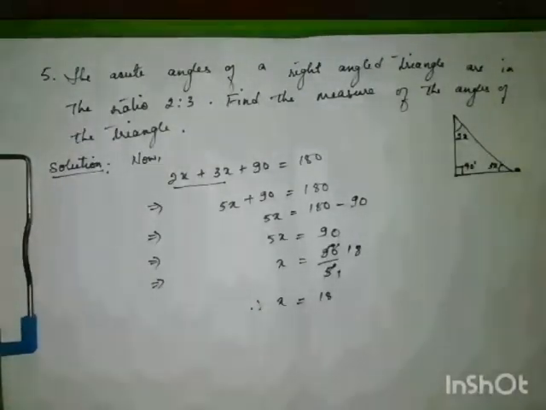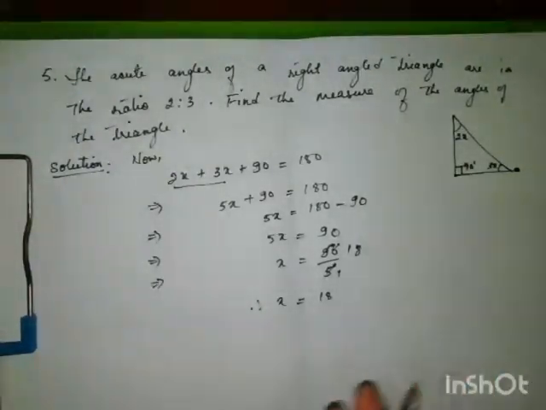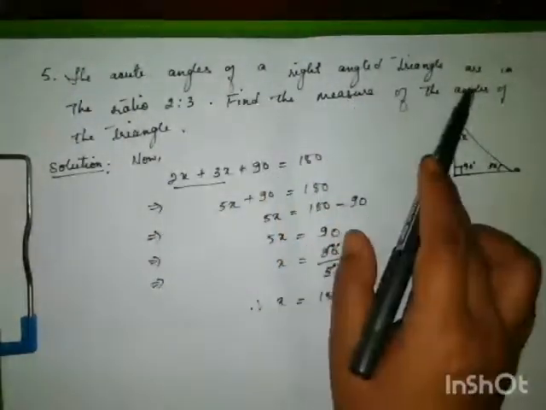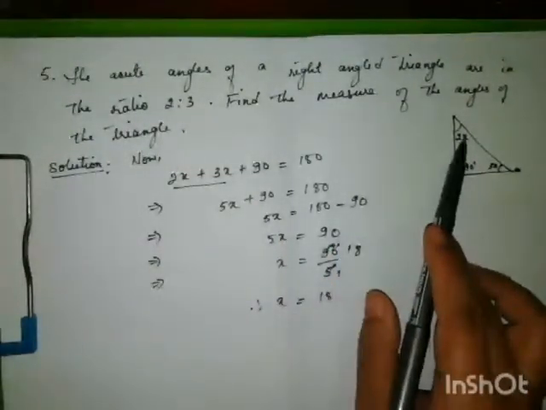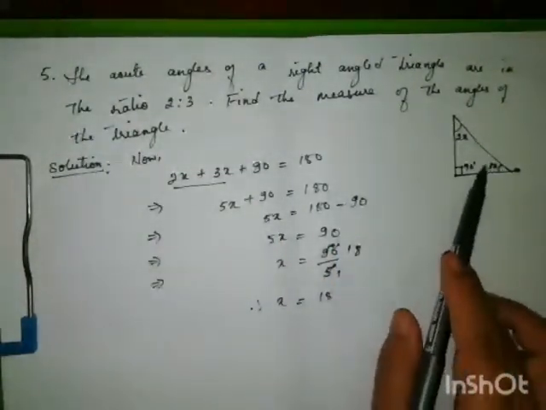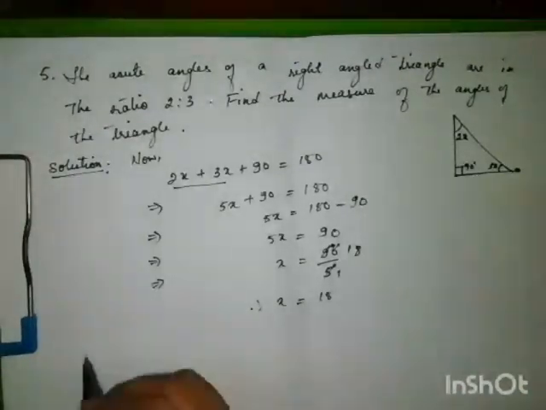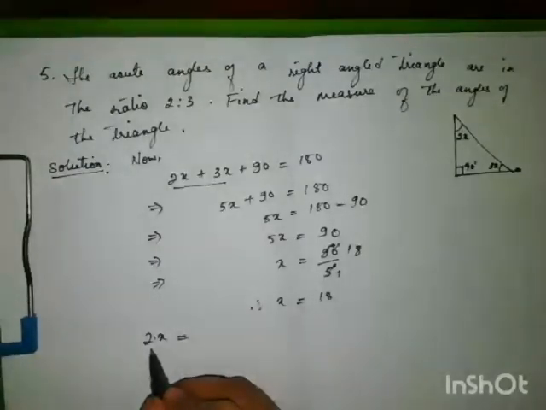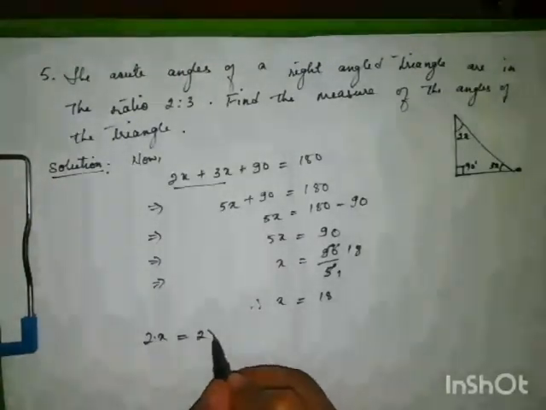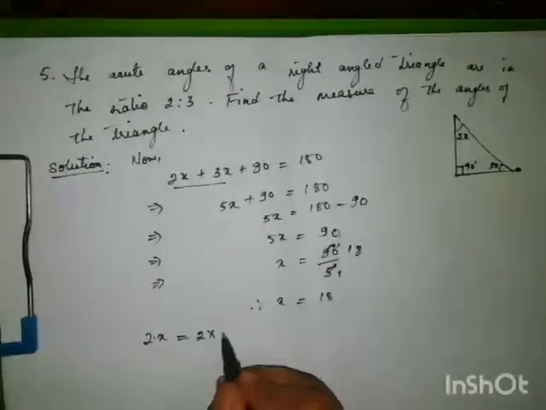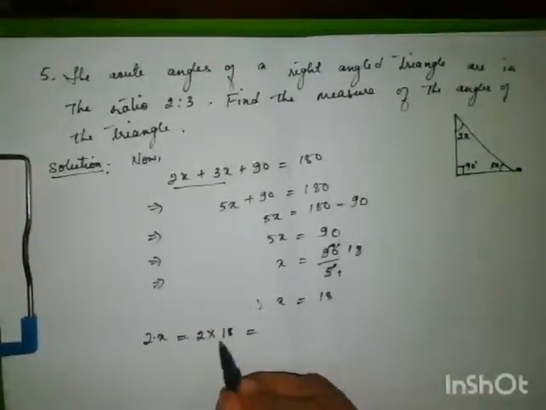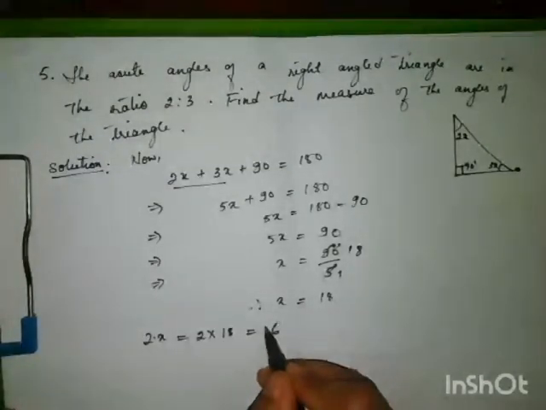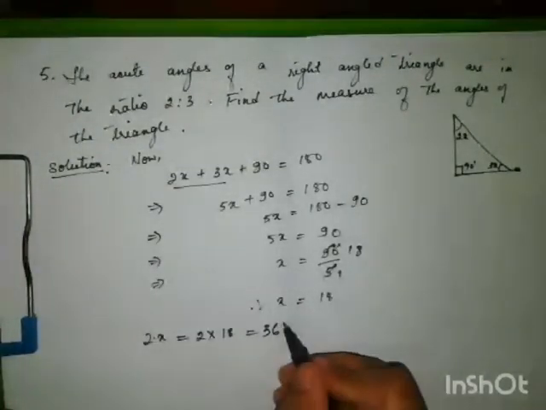Now we find the angles: 2x value and 3x value. Find the measure of the angles of the triangle. 2x equal to 2 multiplied by x, replace x with 18, equal to 2 eights are 16, 1 is remaining, 2 ones are 2 with the remainder 3, 36 degree.